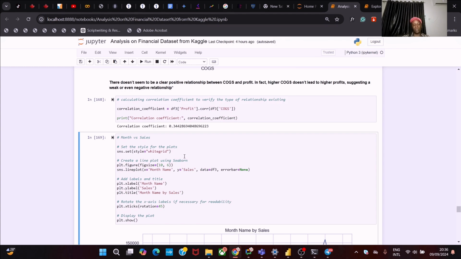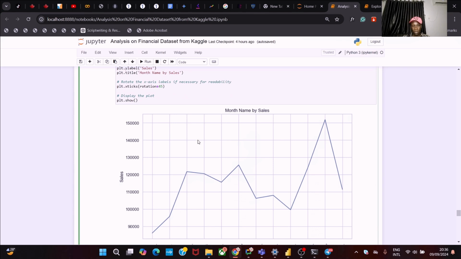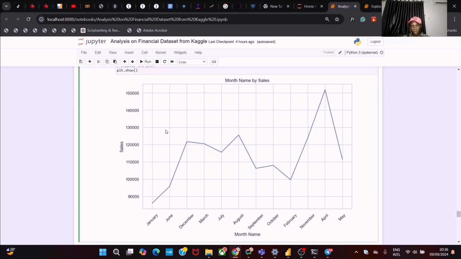The next variables we are going to be visualizing are month versus sales. In this visual, we are trying to know the months with the highest sales. Like I said, the code is always the same. All you need to do is change the x-axis and the y-axis, and change the labels. That's basically all you have to do. So when you go ahead and visualize this, what you will see is that within January there is a dip in sales, meaning that the company did not make much sales in January. But you can see that they have their highest sales during April.